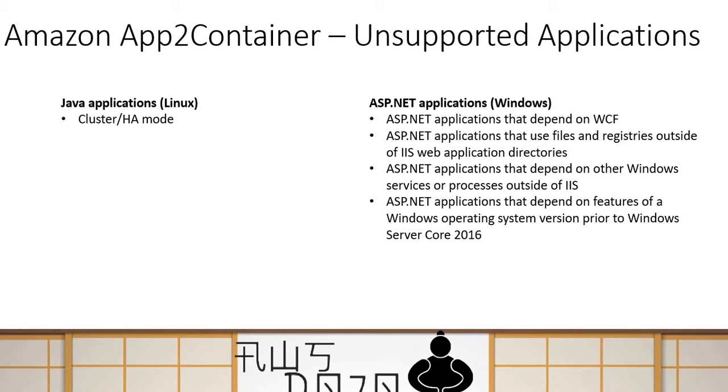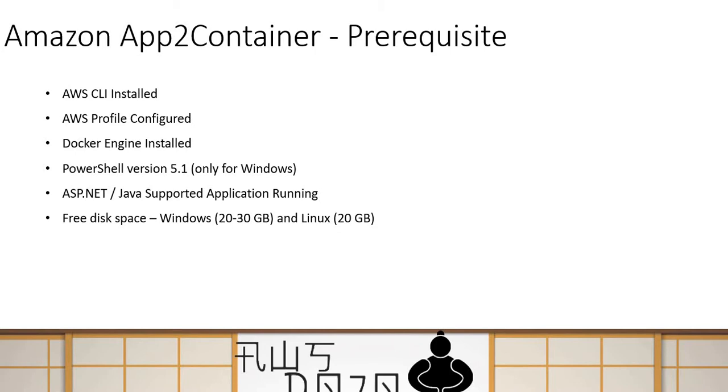Suppose you have an app server where your applications are running, and you want to convert or Dockerize those applications for container-based deployment. What should be installed on that application server? On the application server where your application is running, of course, you should have an ASP.NET or Java supported application running over there.